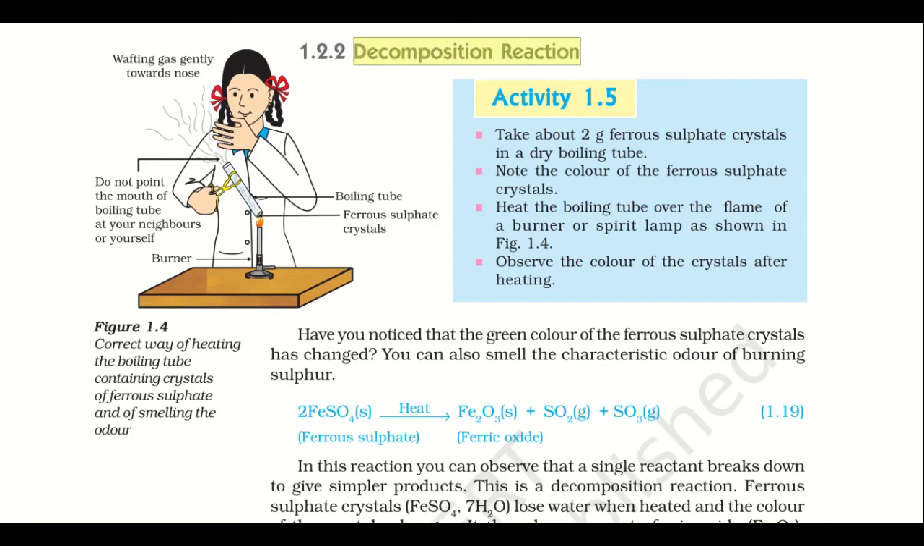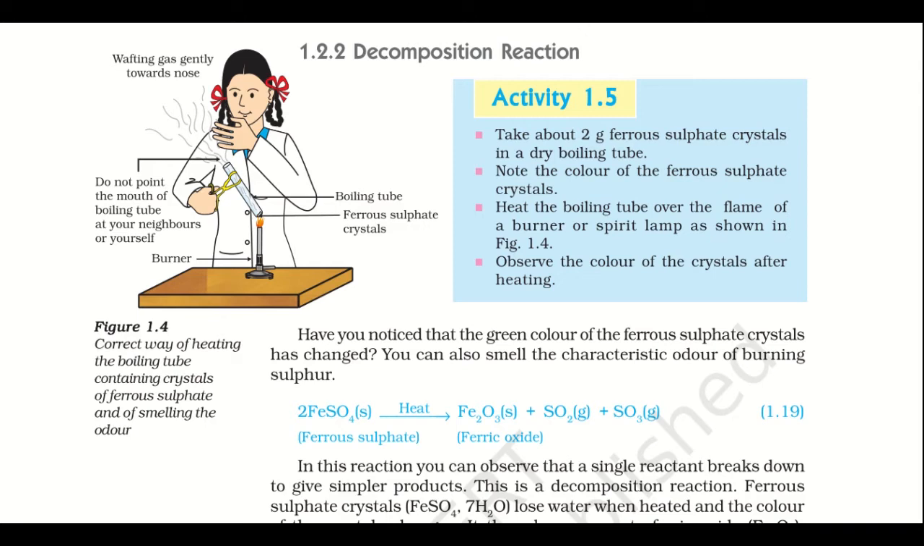the decomposition reaction. Let's go through activity 1.5. Take about 2 grams of ferrous sulfate crystals in a dry boiling tube. Note the color of the ferrous sulfate crystals. Heat the boiling tube over a flame of the burner or a spirit lamp as shown in figure 1.4. Observe the color of the crystals after heating.